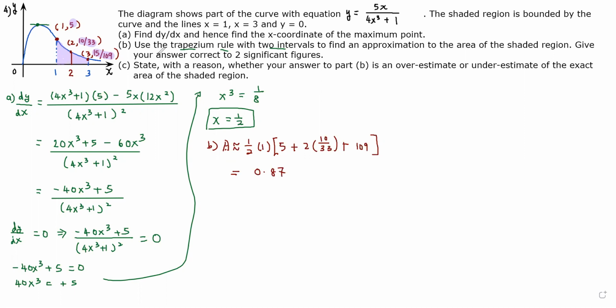Part C, state with a reason whether your answer is an overestimate or underestimate. To see whether it's an overestimate or underestimate, join these 2 points to form a trapezium, and then join the other 2 points to form a trapezium. For both cases, you can see that the curve is below the top part of the trapezium. Since the curve is below the top part of the trapezium, the trapezium rule will give us an overestimate.